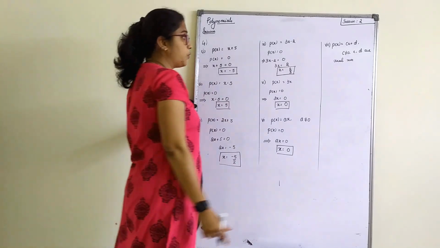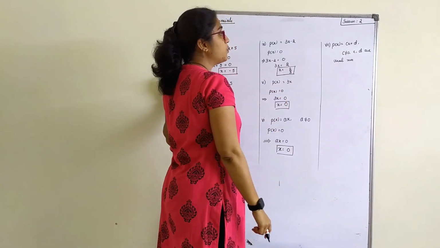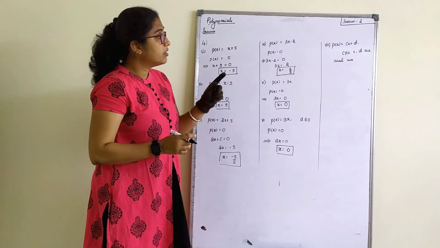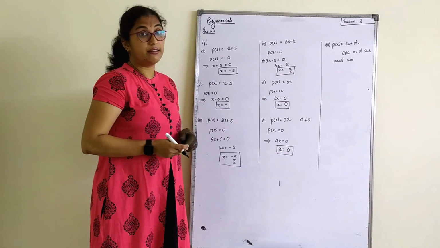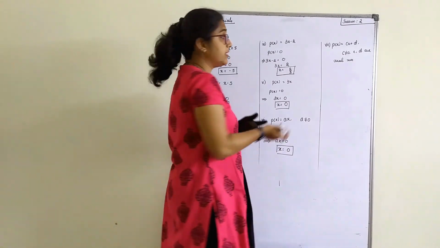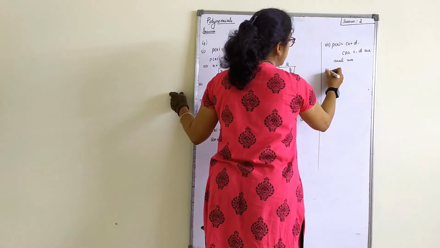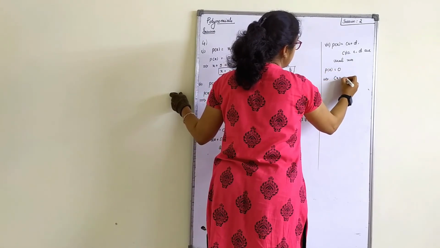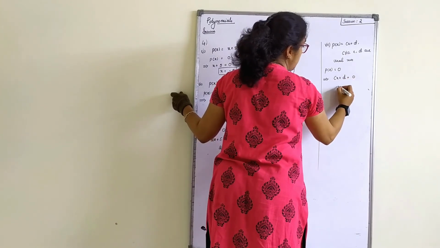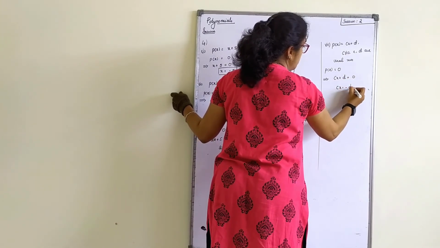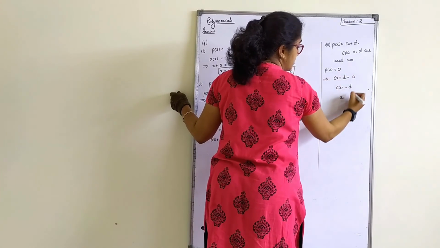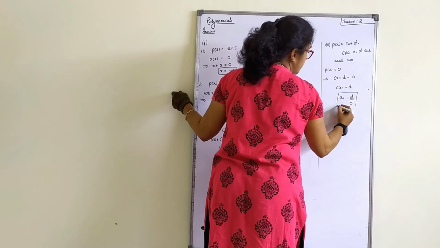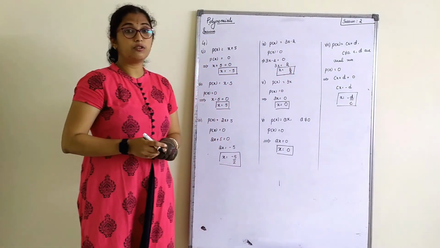x is 0. Now the last one, p of x is equal to Cx plus D, where C is not equal to 0 and C and D are real numbers. That means you have to find the value of x here. So I will write p of x equal to 0. This implies Cx plus D equal to 0. Cx is equal to minus D, transpose D this side, x is equal to minus D by C. So these are the zeros of the polynomial.